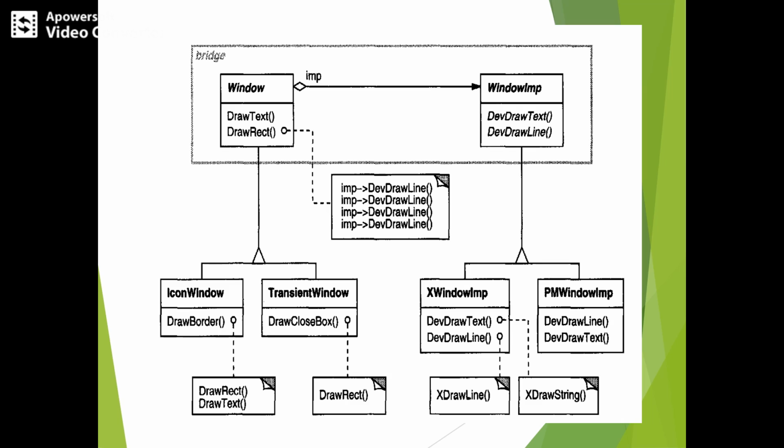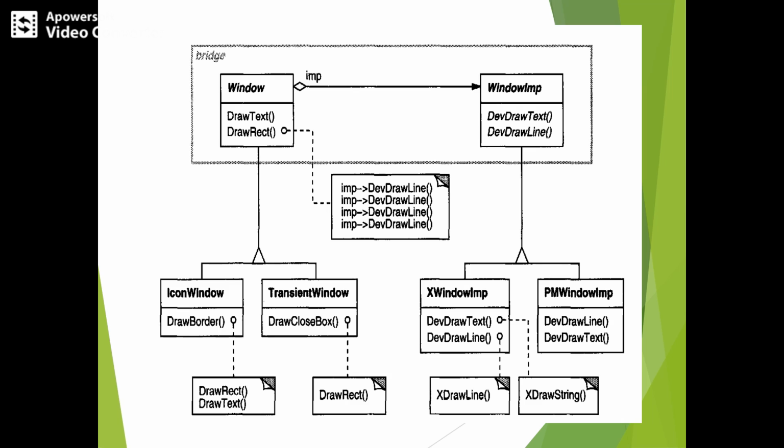In the case of another separate abstract implementation of WindowImp, consider XWindowImp and PMWindowImp. Here DevDrawText and DevDrawLine, the particular operations, will be adopted. XDrawLine and XDrawString are of the type WindowImp and XWindowImp. So this is a structural representation of what we indicate.